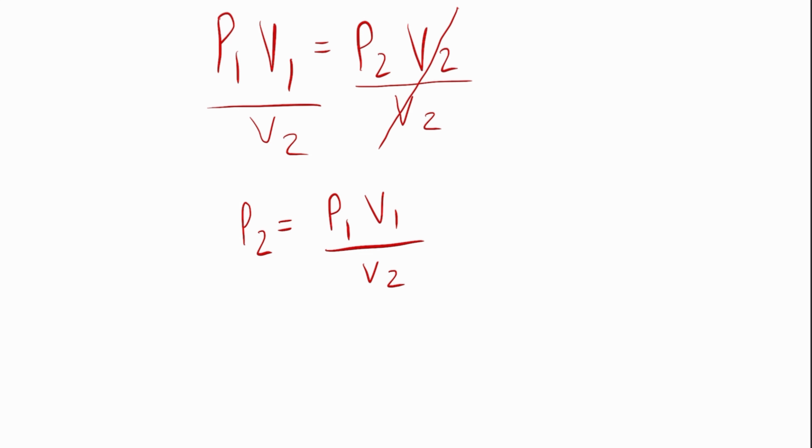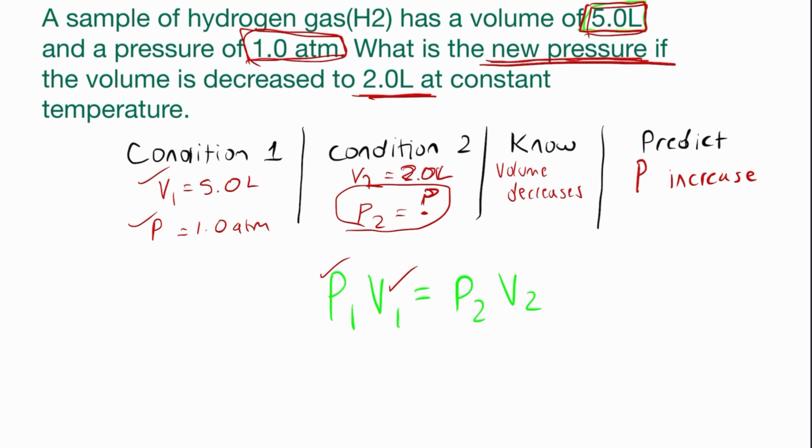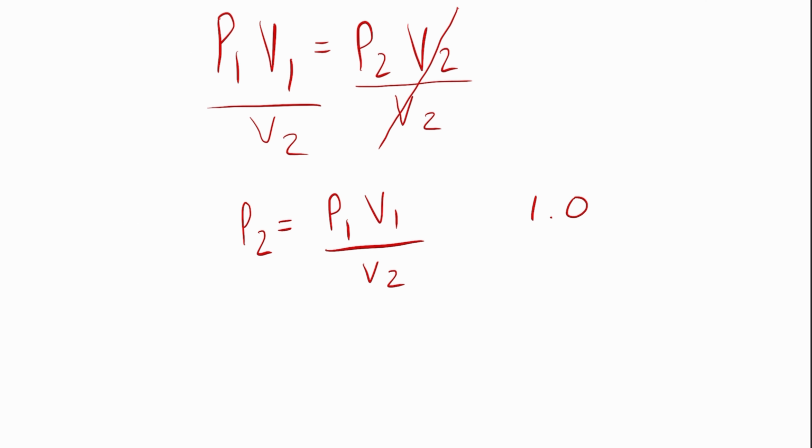Now we can do the plug-in game. So we know that P1 equals 1.0 atm, and we know that V1, or the initial volume, is 5 liters. So we could go ahead and put 5. And it would be smart to put the units there as well. And actually, I'll write it out like this for you guys so it's easier. There we go. And now what is V2?